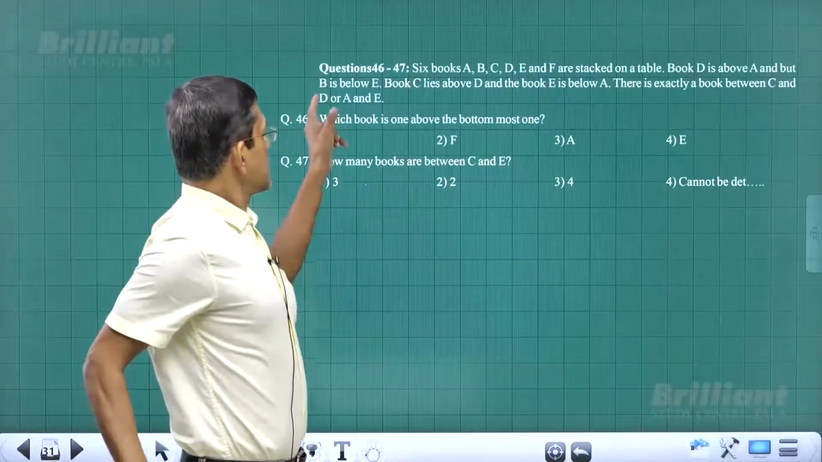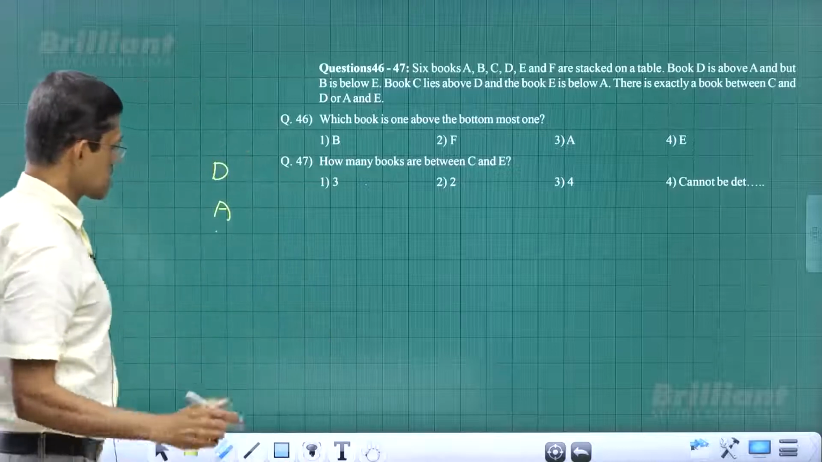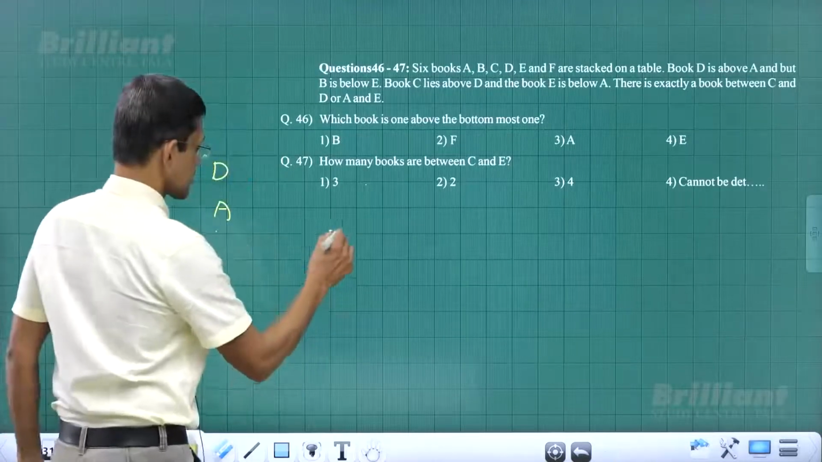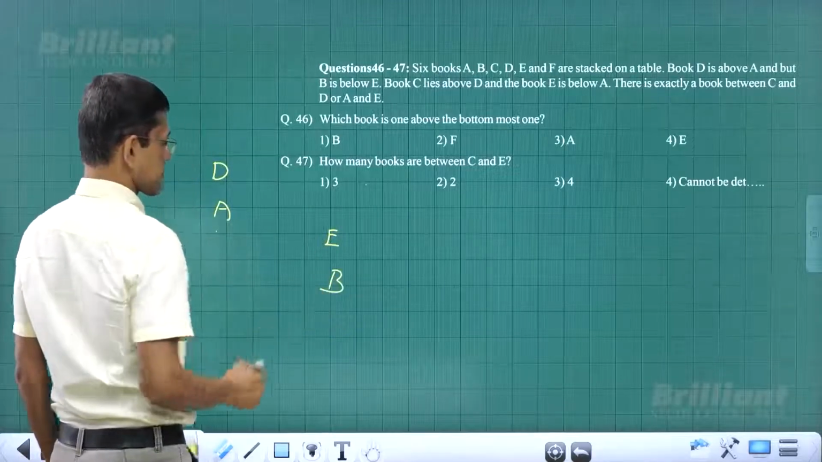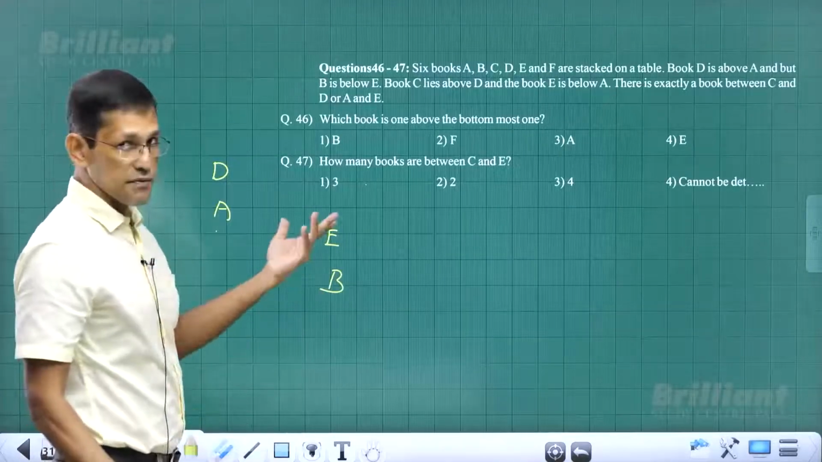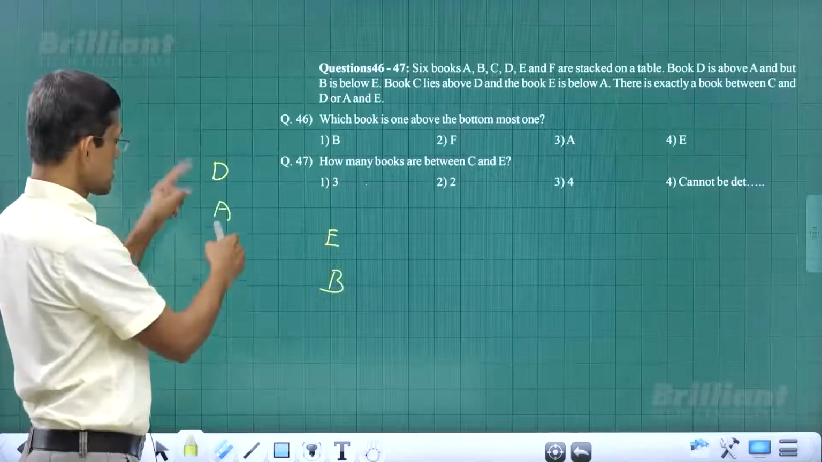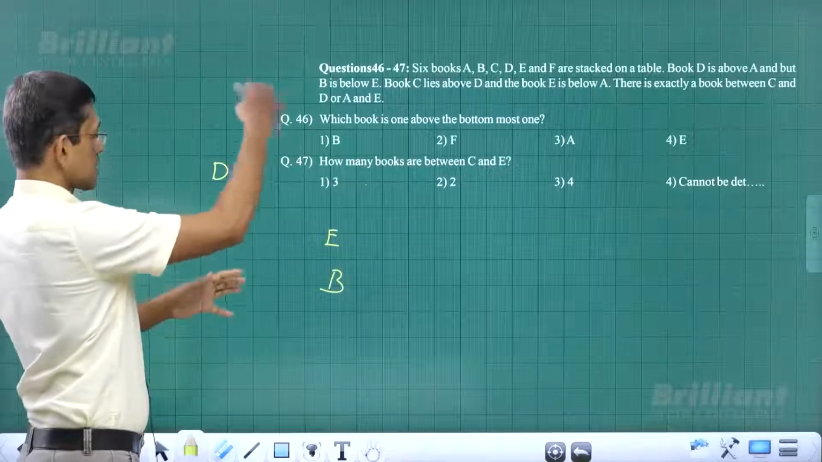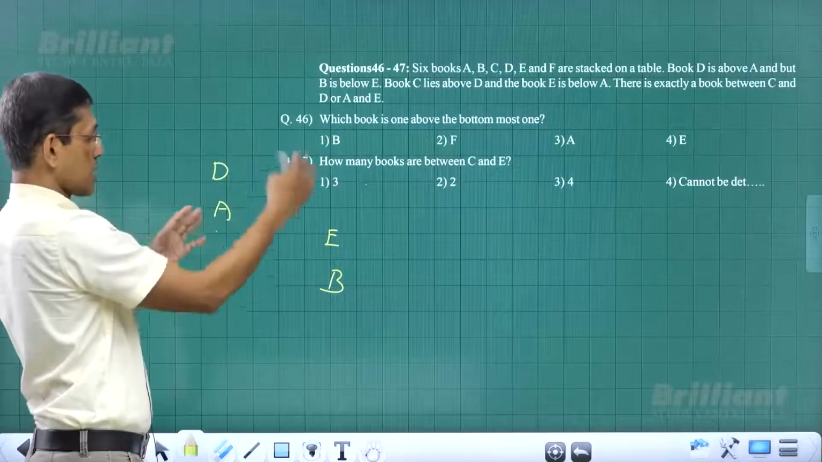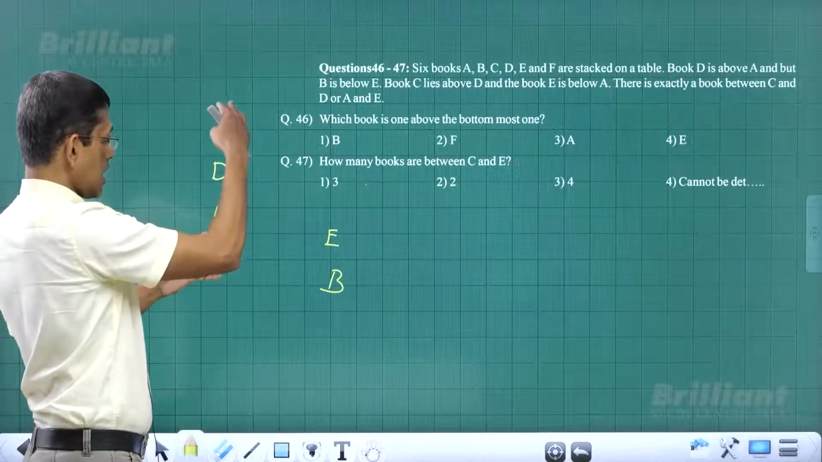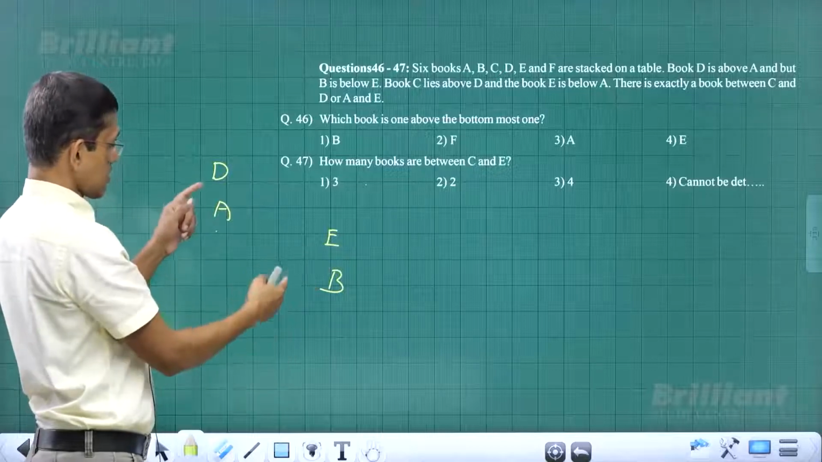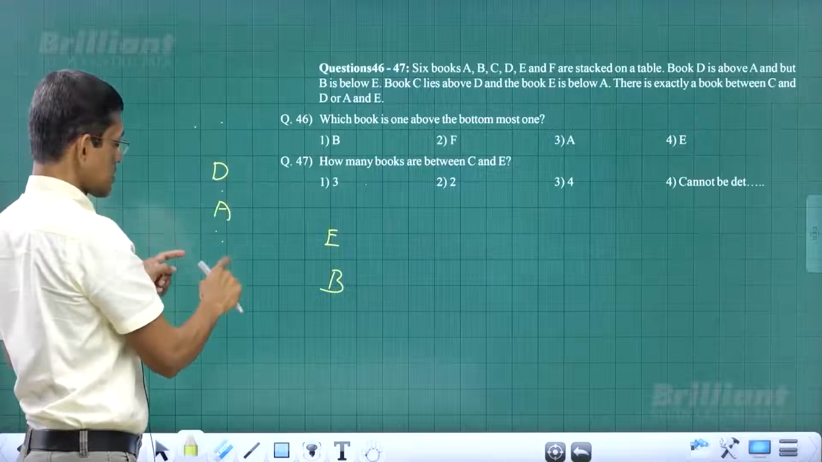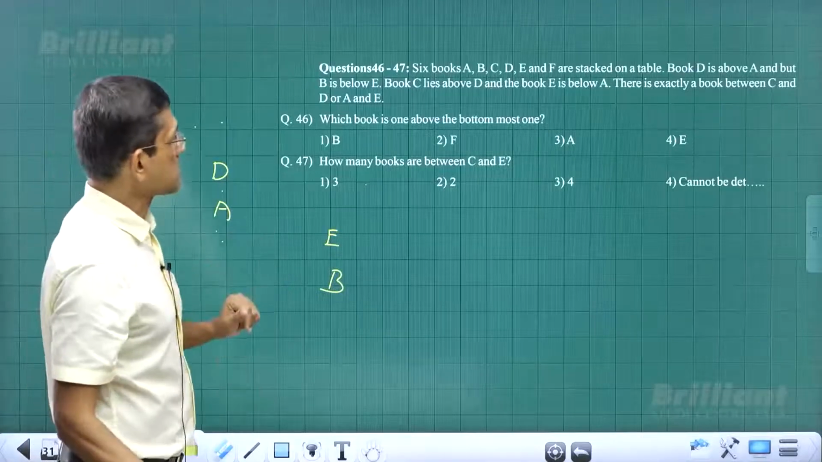And B is below E. So B must be below E. And is there any book in between? We have no idea. And how about the connection between D and A and E and B? We have no idea. Either E and B are above these books, or E is above D and B is below that, or the other way, E could be here or here or here. We have no idea. Let's let it be there.